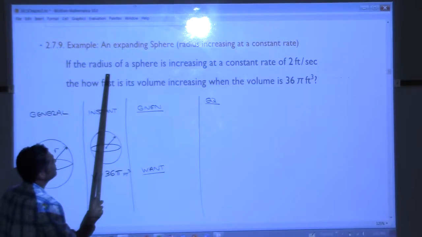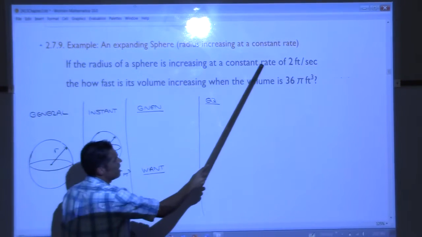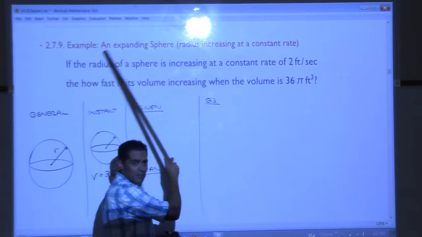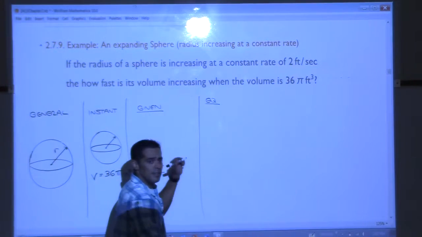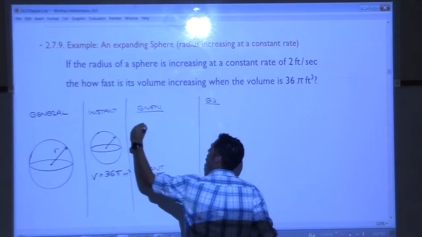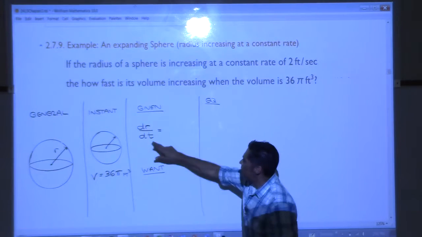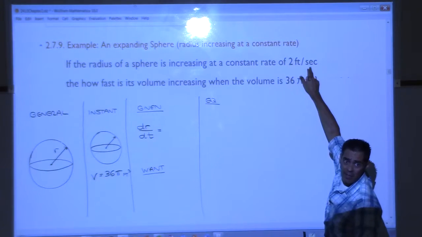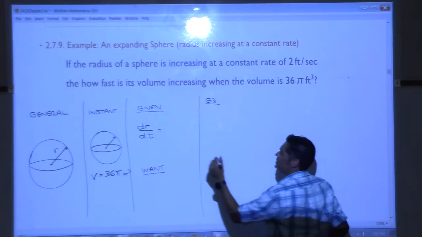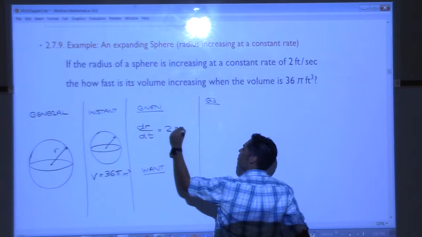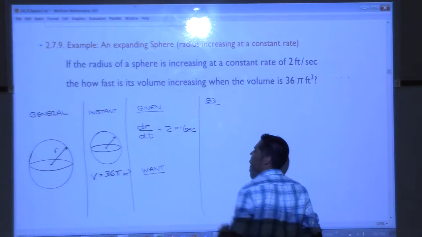If the radius of the sphere is increasing at a constant rate, that first line is telling you that number is dr over dt, and we're using dt because it's feet per second. And what number goes there? 2 feet per second. Keep going. I think you got this.